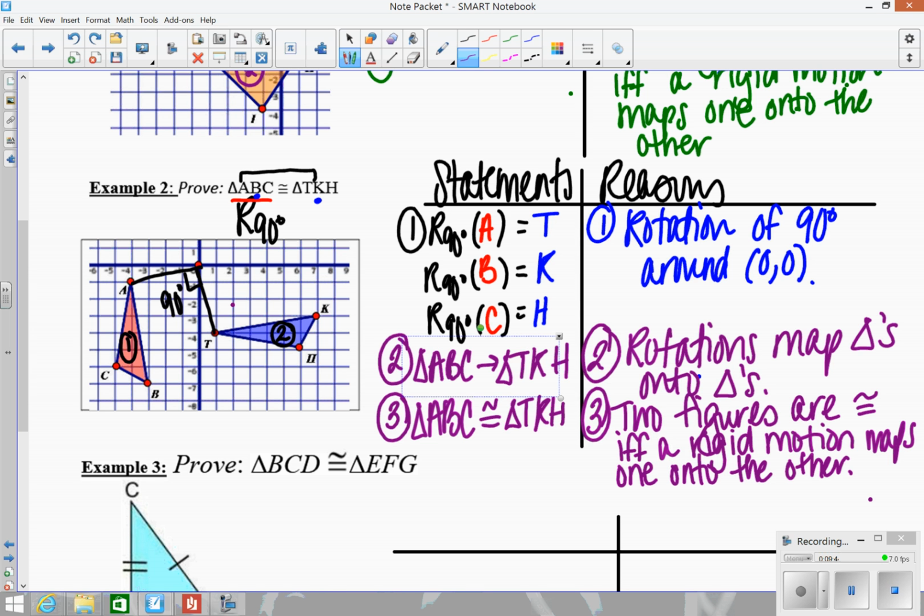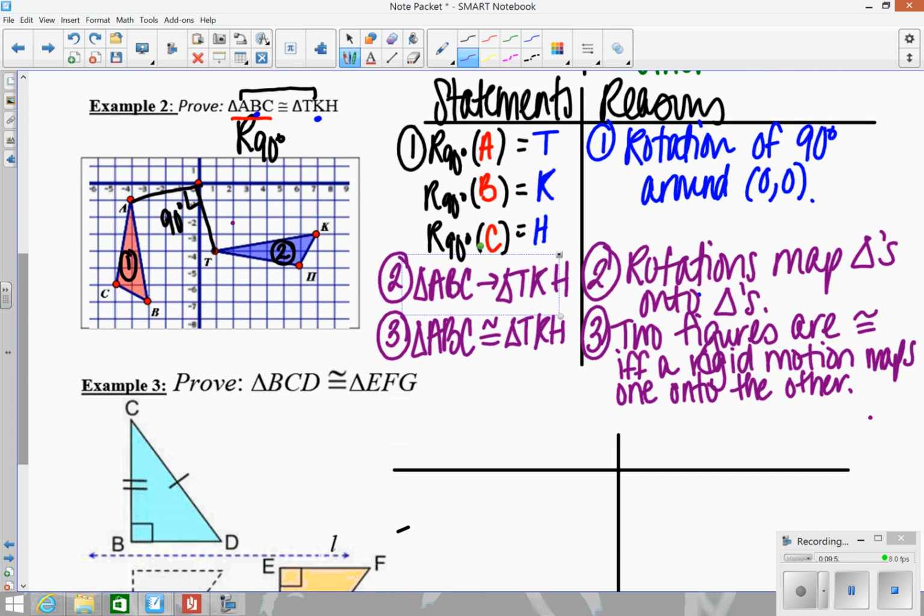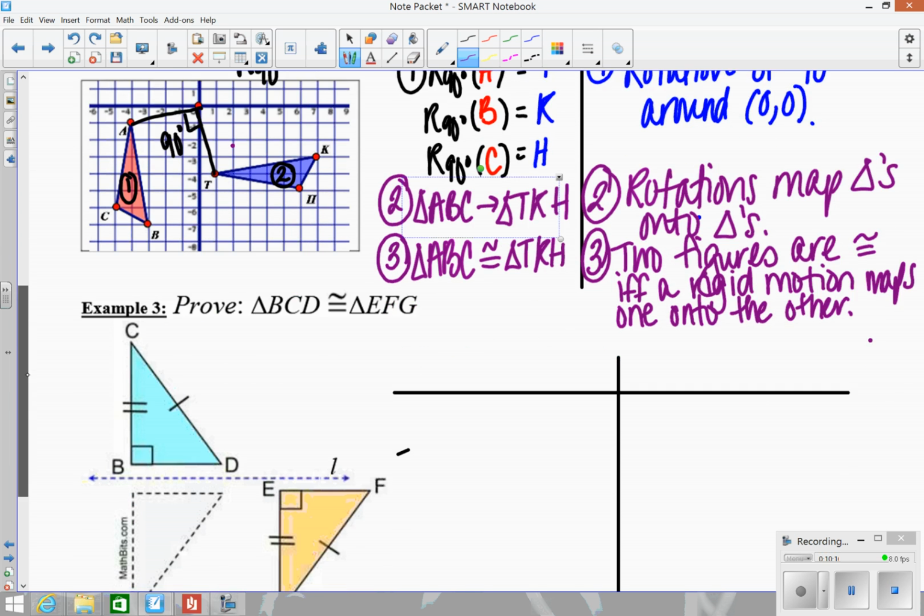So again, very similar to that last proof that we just did. Same format, same number of steps. The only time the number of steps is going to change is if you're doing more than one rigid motion. Then you would have to state those rigid motions, and then the difference in your final step. You would say two figures are congruent if and only if one or more rigid motions maps one figure onto the other. So let's look at example 3.